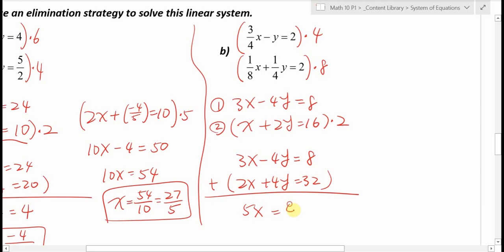8 plus 32 is 40. So this one is nice. We get x as a whole number, 8. Once you have x solved, we can then solve for the y value.